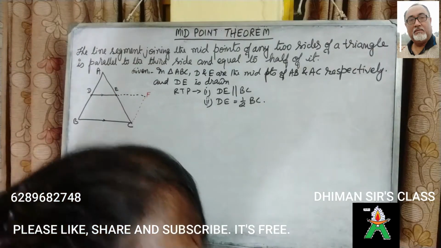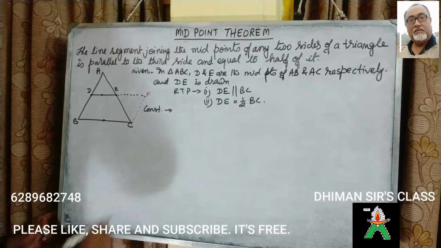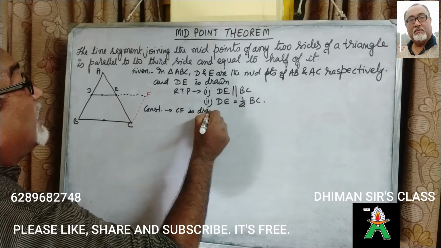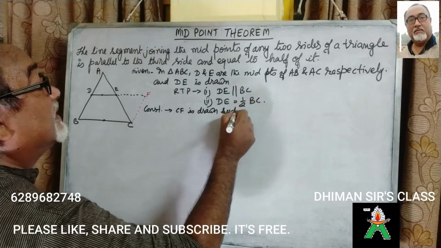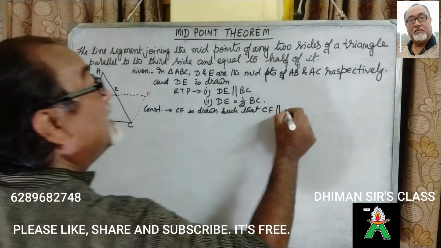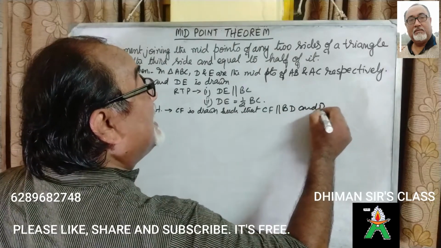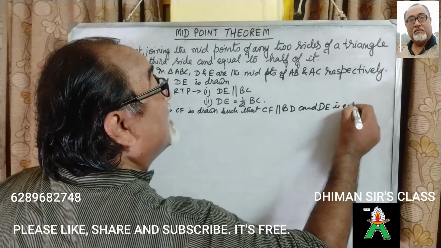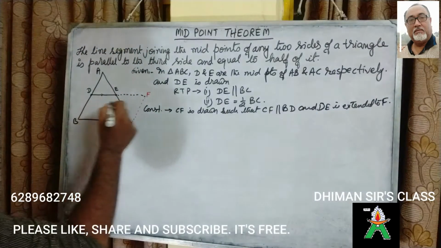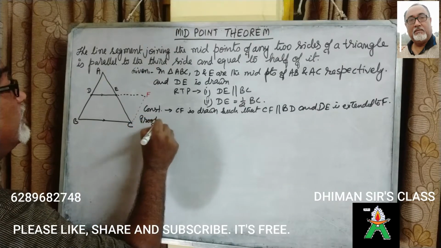So here, construction. CF is drawn such that CF is parallel to BD and DE is extended to F. DE is extended to F. This was the construction. Now let us start proving.